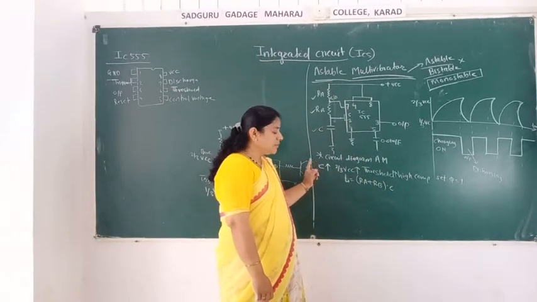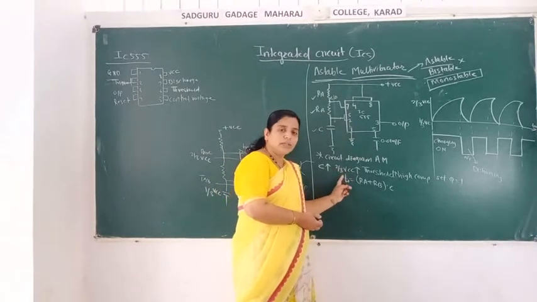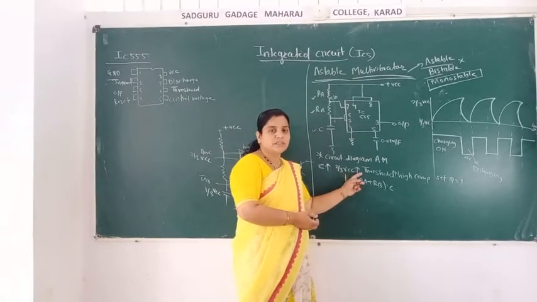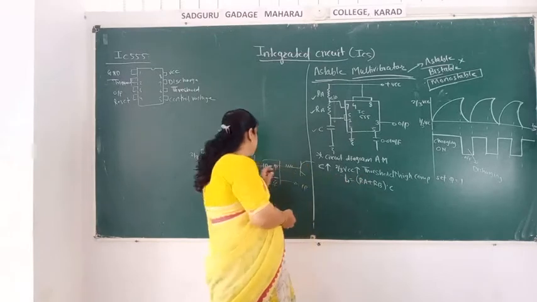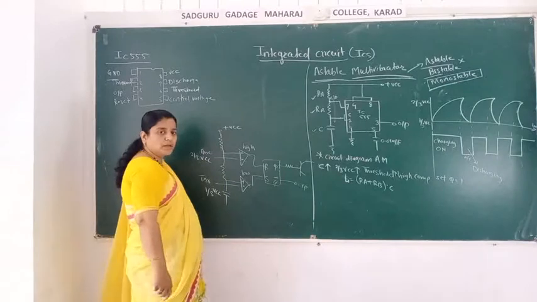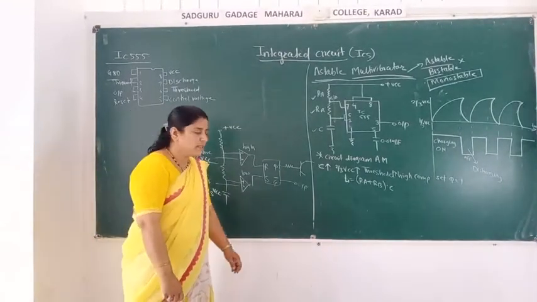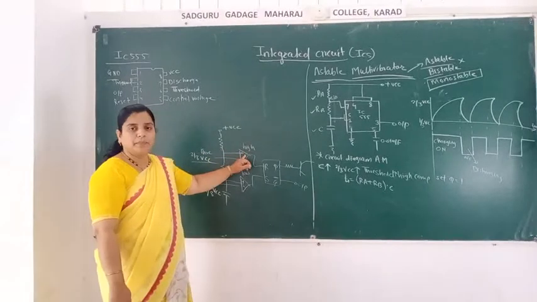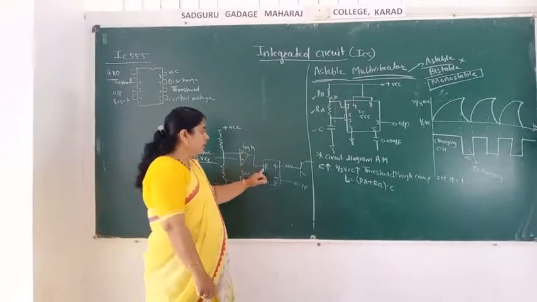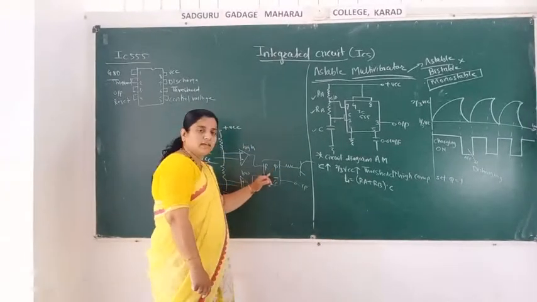When the capacitor is charged and its voltage is greater than 2/3 of VCC, that 2/3 of VCC is given to the threshold voltage. We have seen there are two comparators, the upper comparator and the lower comparator. If this threshold voltage is above 2/3 of VCC, then the upper comparator will be high, and at that time Q is equal to 1. So you get the output as high.